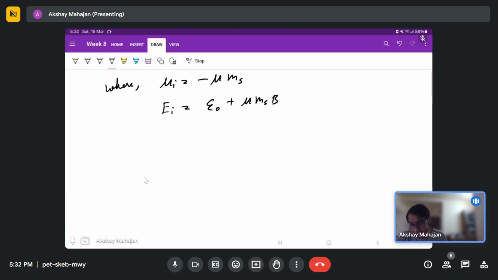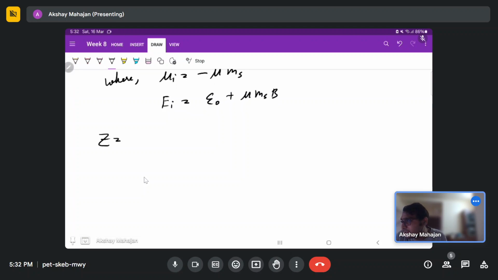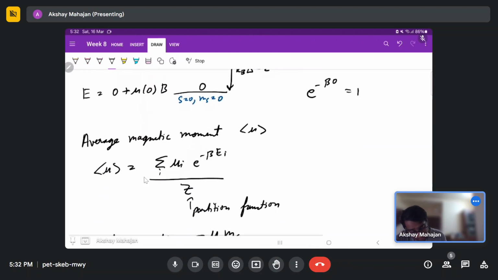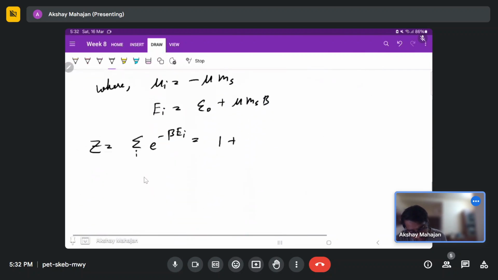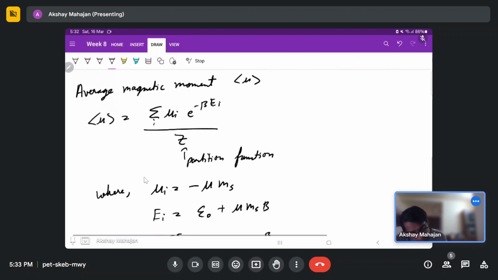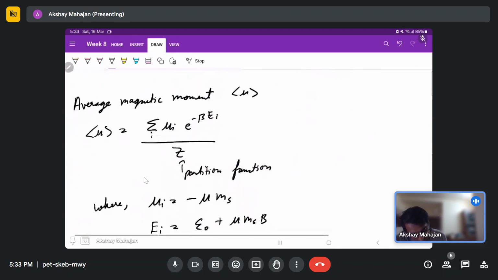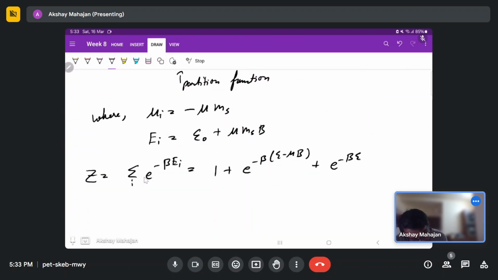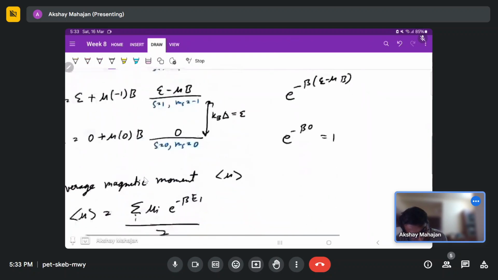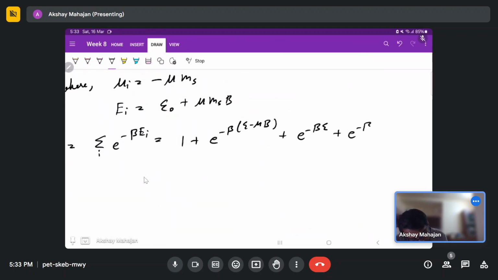So first we will write our partition function. Z will be equal to the summation over i of e to the power minus beta times E_i. That will be equal to, we have energy 0, so e to the power 0. It is just the sum of these probabilities. It will be 1 plus e to the power minus beta (epsilon minus mu B) plus e to the power minus beta epsilon plus e to the power minus beta (epsilon plus mu B). Alright.